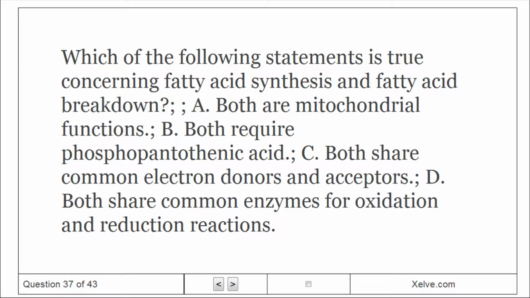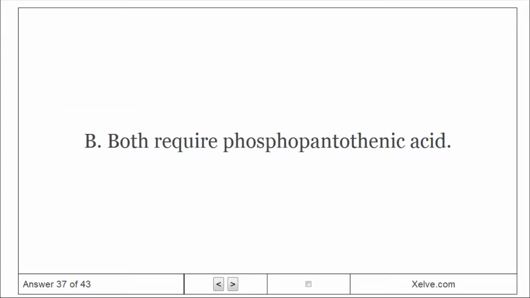Which of the following statements is true concerning fatty acid synthesis and fatty acid breakdown? A. Both are mitochondrial functions. B. Both require phosphopantothenic acid. C. Both share common electron donors and acceptors. D. Both share common enzymes for oxidation and reduction reactions. B. Both require phosphopantothenic acid.